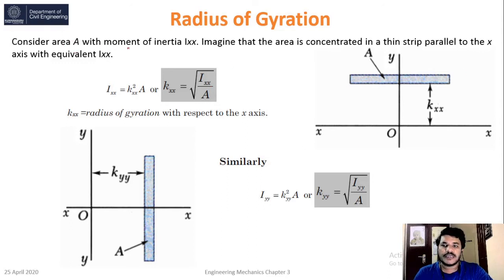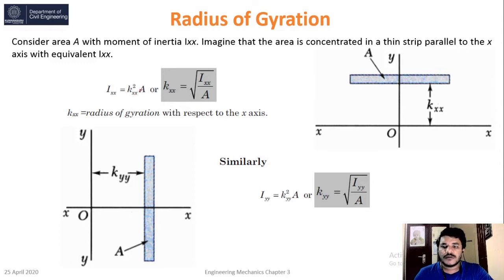Consider an area A, moment of inertia Ixx. Imagine that the area is concentrated in a strip parallel to the x axis with moment of inertia equivalent to Ixx. This is the x axis and this is the y axis. From the point O, there is a strip here. This height is called kxx. So Ixx equals A times kxx square, so kxx square equals Ixx by A.